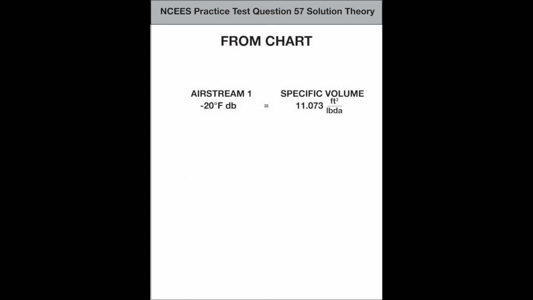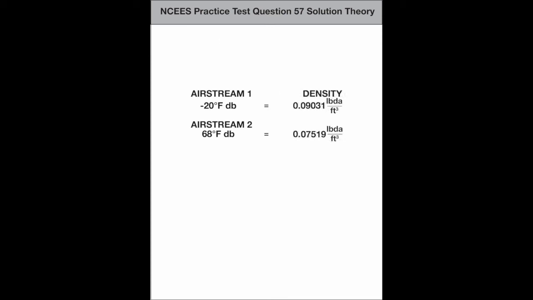At negative 20 degrees, the specific volume of dry air is 11.073. At 68 degrees, the specific volume of dry air is 13.299. Take the reciprocals and multiply them by the volumetric flow to get mass flow.